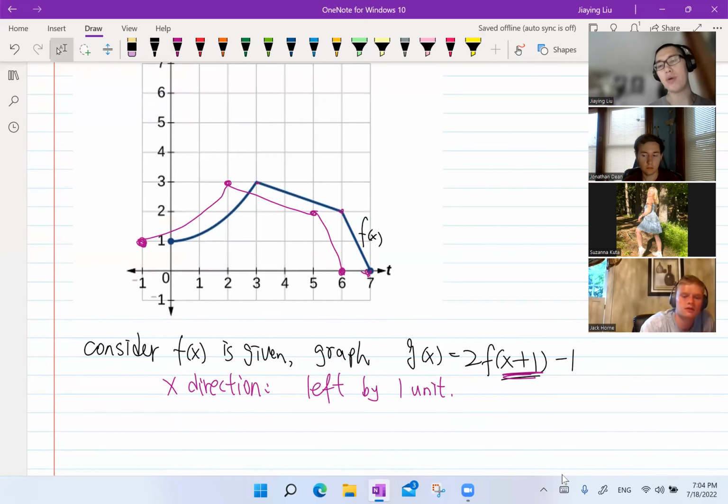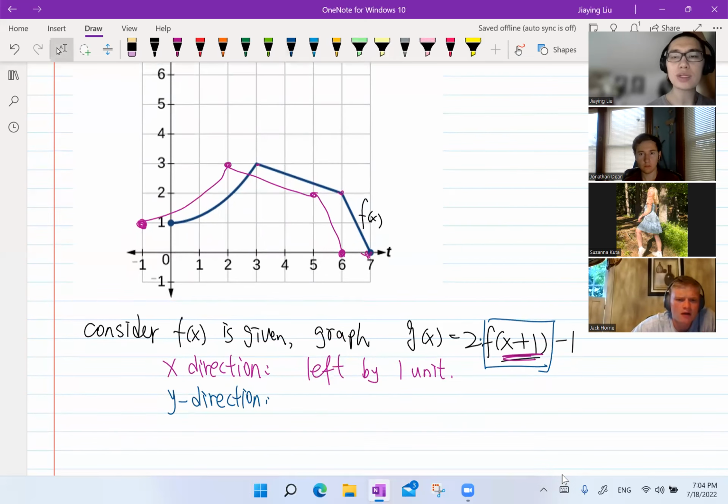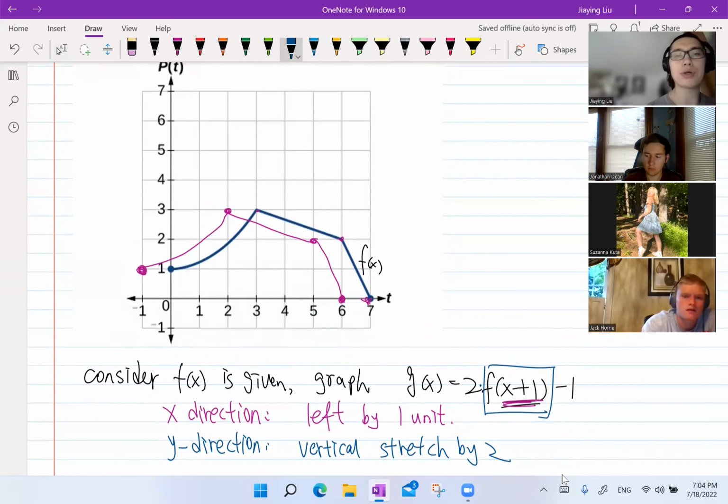And now we're going to look at the y direction. So this is my y value, f of whatever, and this y value is being multiplied by 2. So in the y direction, it's being multiplied by 2, so we have to consider that first. That's a vertical stretch by 2. So we're going to take all the y values of each point and multiply by 2.